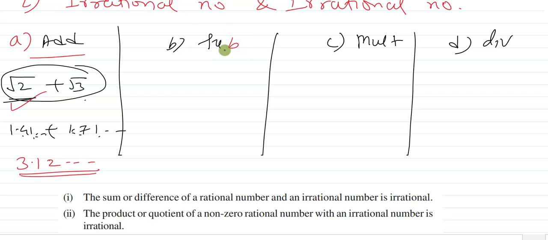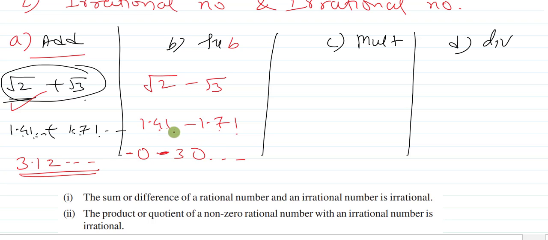Now if we subtract, what will happen again? Root 2 minus root 3. Same we will put 1.7. So 1 minus 1, 0. 7 minus 4, 3. It will be 0.30 something. But it will be in minus because you are subtracting a greater number from the lesser number. So this will also be an irrational number, just a negative irrational number. So we can say subtraction of two irrational numbers will also be an irrational number. Now coming to the multiplication.